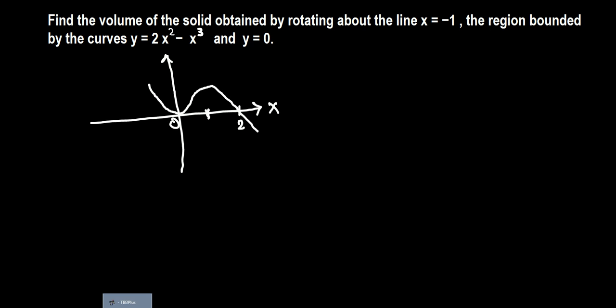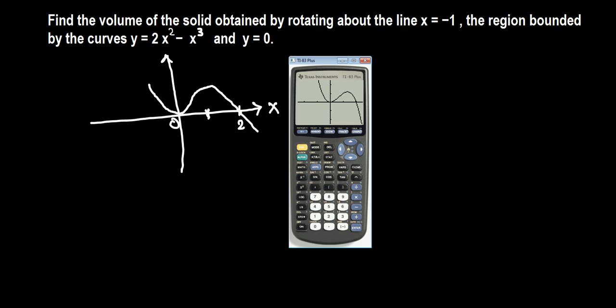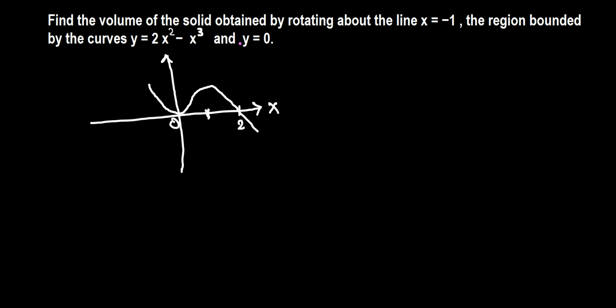From the calculator, this is the graph, and this is 2, this is 1, 0. This is the graph, and y equals 0 is the x-axis. So the region bounded by these two curves is this. We want to rotate this region about the line x equals -1. So let's draw x equals -1. Here's -1. We don't need this part of the graph, so I want to erase that one. So x equals -1.